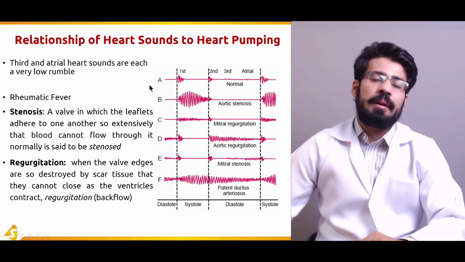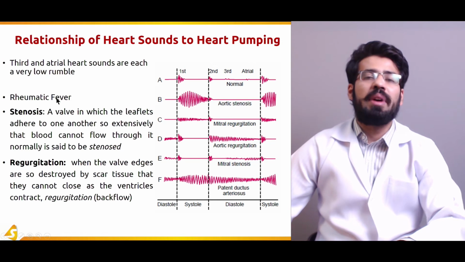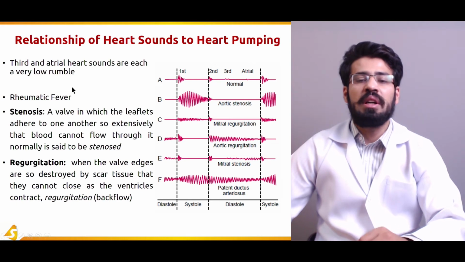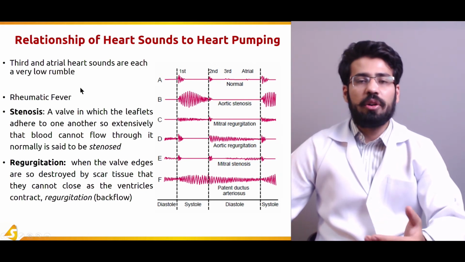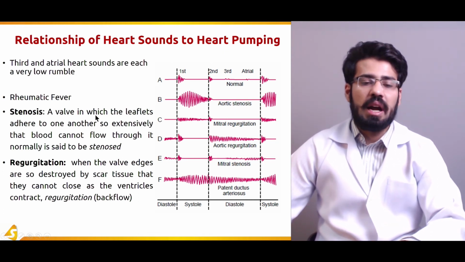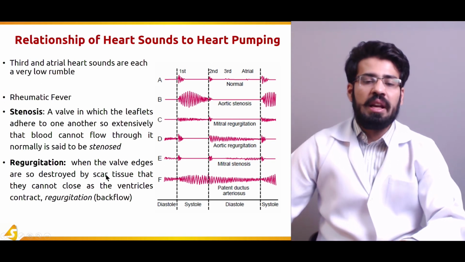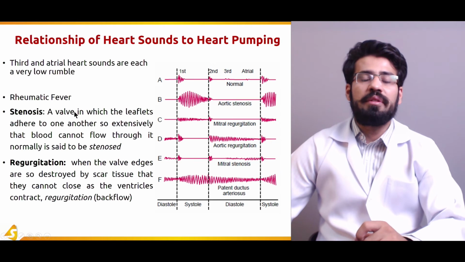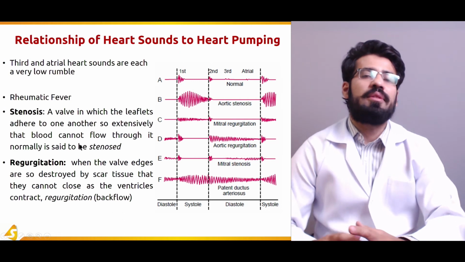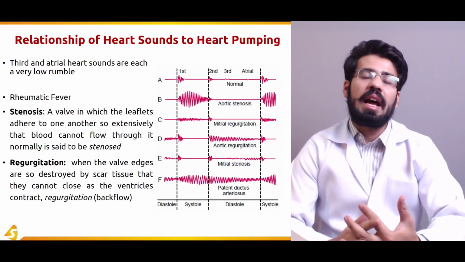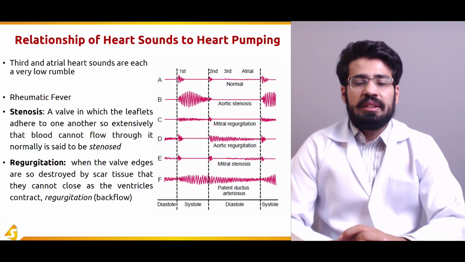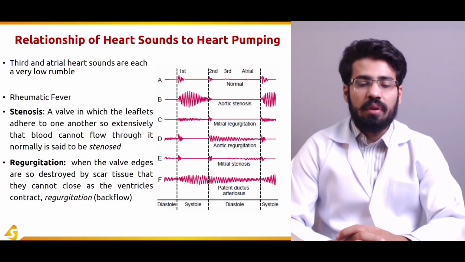Now, most of the abnormalities occur due to rheumatic fever, which is basically an autoimmune disease that causes destruction of the valves, hence resulting in abnormalities. The major abnormalities discussed here are stenosis and regurgitation. Stenosis is when the leaflets of a valve adhere to one another so extensively that blood cannot flow normally. At this point, a valve is said to be stenosed. Stenosis can occur in the mitral and the aortic valves.